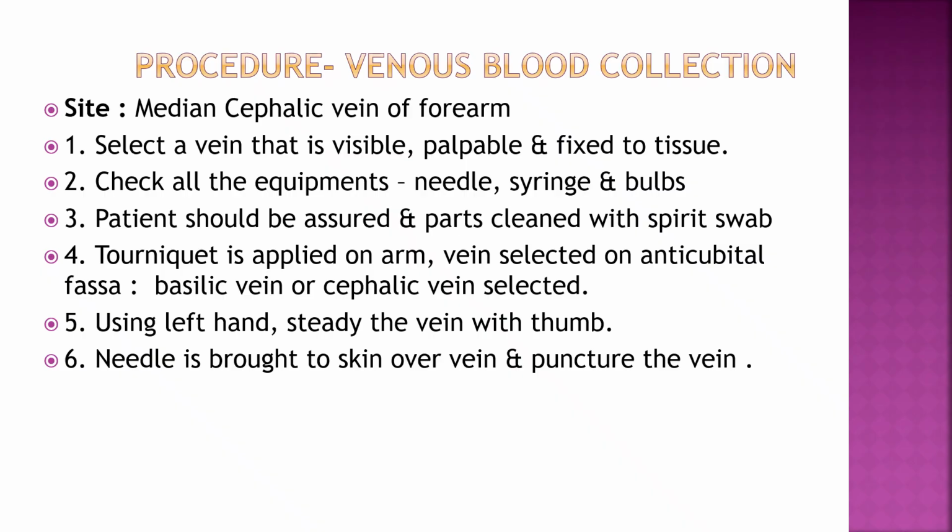So first is site. So it is median cephalic vein of the forearm, or whichever palpable, visible, prominent vein we can select of the arm, forearm, or from any wrist. Then select the vein and then clean it with spirit swab, and then apply tourniquet to make the vein prominent, and ask the patient to close the fist so that vein will become prominent, visible, and then with left hand steady the vein and then put needle into the skin and then puncture the vein, and then collect the blood.